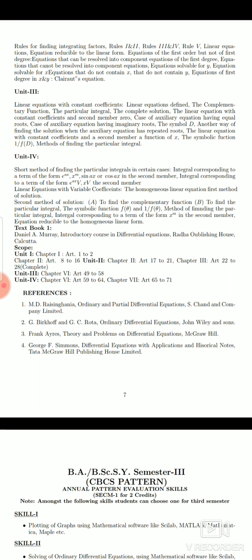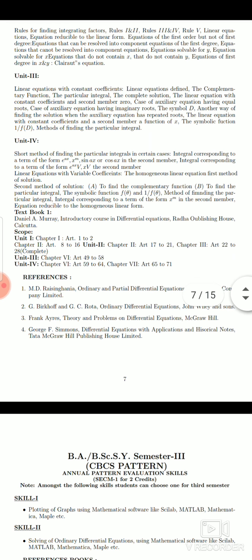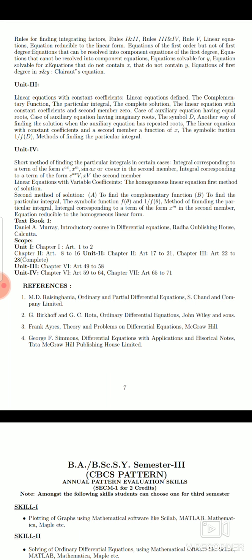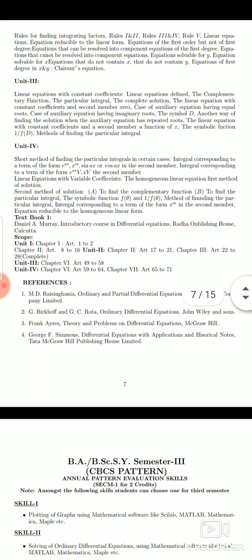And last unit, unit 4: short method of finding the particular integral in certain cases. That means integral corresponding to a term of the form e to the power x, e to the power mx. I already explained e to the power x and e to the power mx. Sin ax or cos ax in the second member, integral corresponding to a term of the form e to the power x V, x capital V, in the second member.